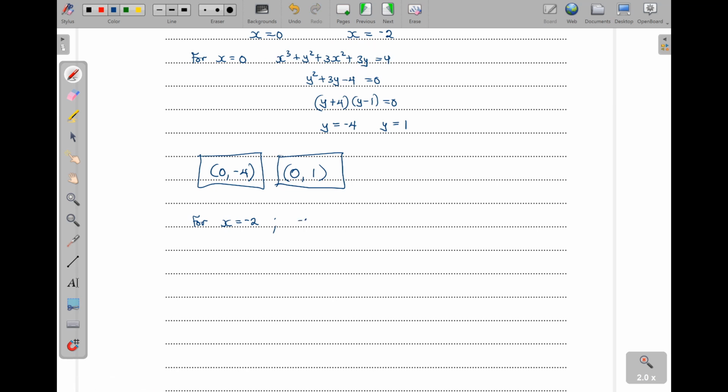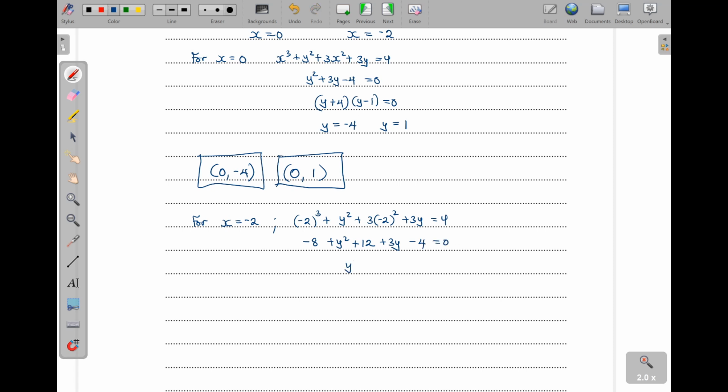So we shall have negative 2 cubed, then plus y squared, then plus 3 times negative 2 squared, and then plus 3y, which is equal to 4. So all the power of a negative is always a negative, okay? So we are going to have negative 8 here, then plus y squared, then this will be 12. It will be a plus, because negative 2 squared is a 4. So we shall have 4 times 3, which is 12, and then plus 3y, then it's equal to 4. I can actually bring the 4 this side, and it becomes a minus, so it's equal to that.